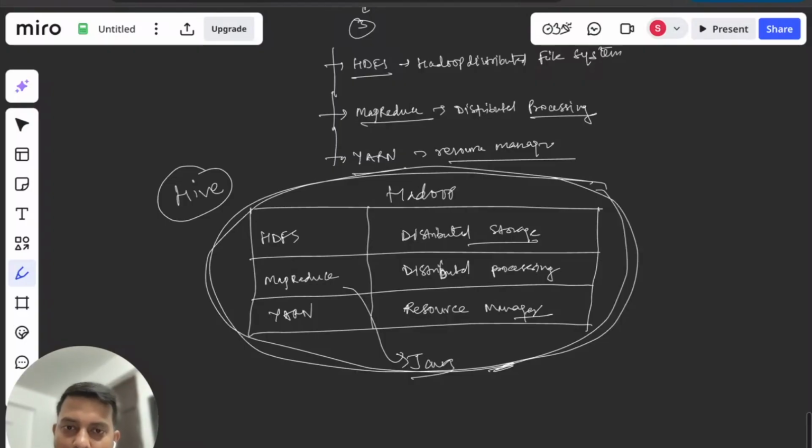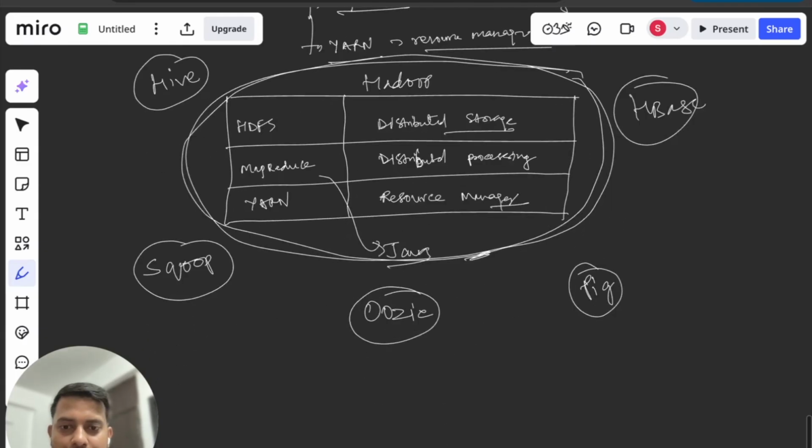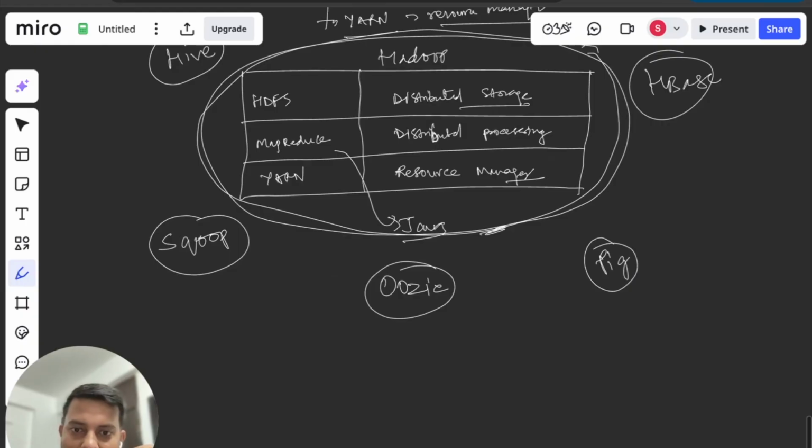In the ecosystem tools, we have Hive. We have Sqoop. I will tell you for what purpose these are. Other we have Pig. Next one, HBase. We have Oozie. These are the things. So even apart from the core component of Hadoop, the ecosystem technologies came into the picture to make the thing easier for processing.